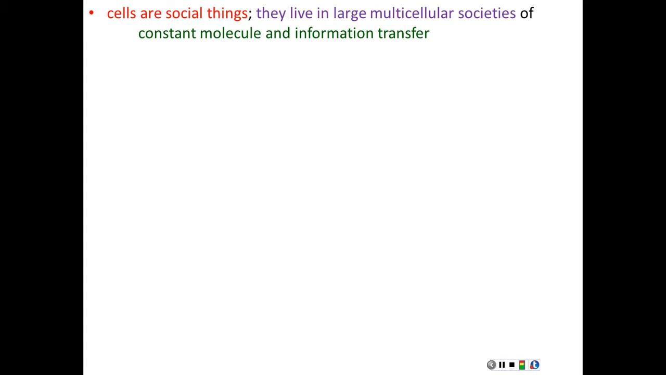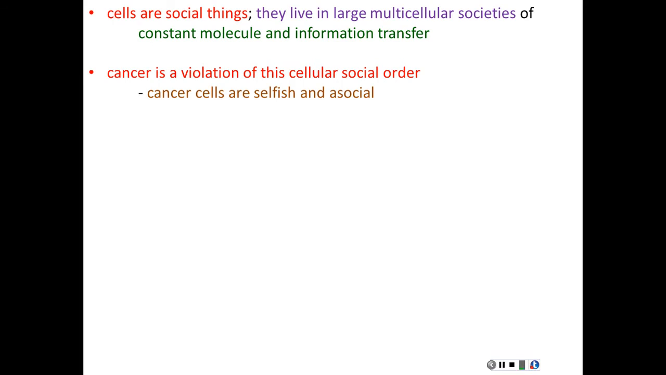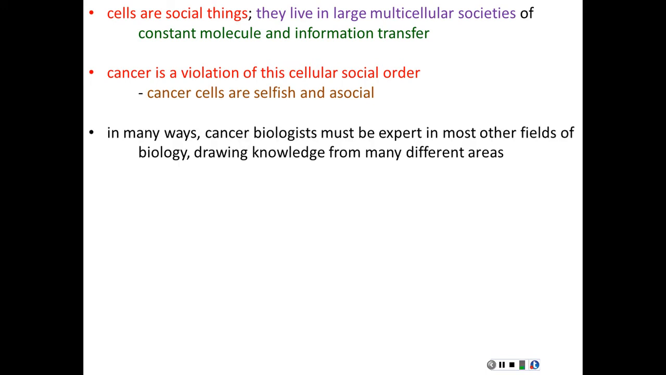Cells live in large multicellular societies with a constant flow of information and molecule transfer. Cancer is a violation of the cellular social order, just as psychopathic or sociopathic behavior is a violation of our own societal order as human beings. Cancer cells are sociopathic. By definition, cancer cells are selfish, self-serving, and asocial. They have dropped out of the social norms of the multicellular community.